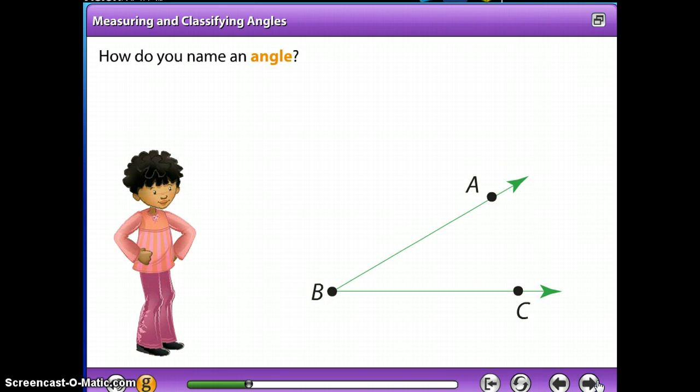How do you name an angle? Okay, we talked about that. How would I name this angle? If you were telling me, what would you say? This is angle. Who can do that? Bella? Okay, angle ABC or angle CBA?